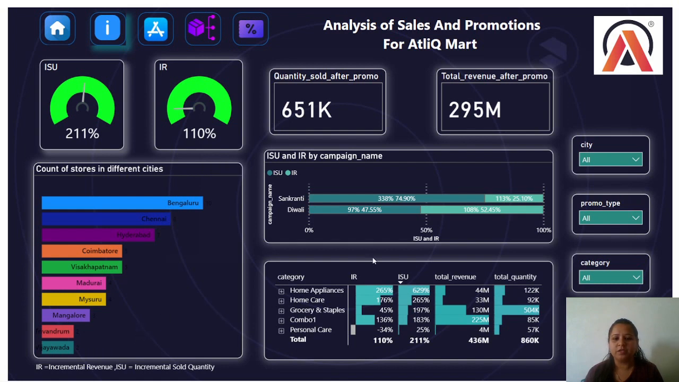Then this graph gives you the idea regarding Sankranti and Diwali, what the percentage incremental sold is regarding ISU and IR. So 338% for Sankranti. As you see, the ISU is higher in Sankranti. So yes, Sankranti has the highest sales growth, for both of these measures.